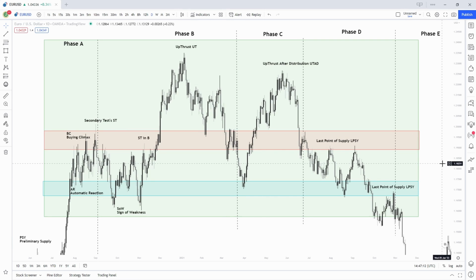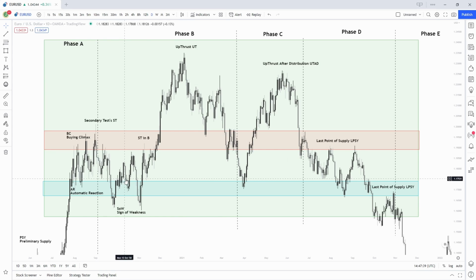Now, let's quickly recap. Phase A is where we start to absorb the previous trend. In this case, we're absorbing the demand to start getting the distribution ready, getting price ready to reverse. We're removing as much demand as possible. Phase B has the purpose of building the cause and analyzing the current supply and demand balance that is left in the market after the absorption process has finished.